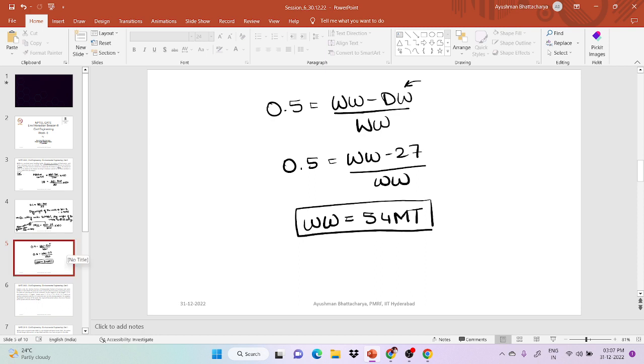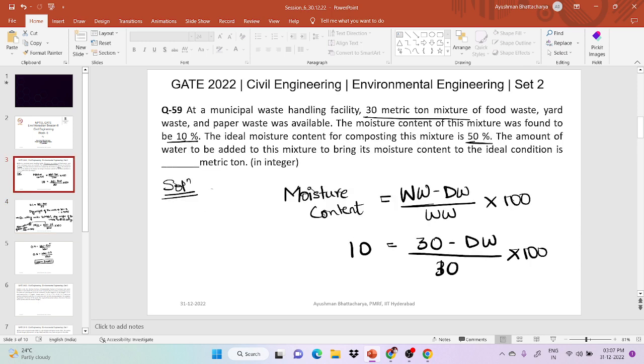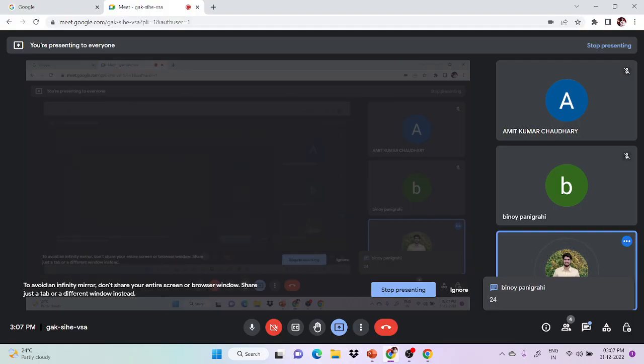But this is the wet waste when the ideal moisture content of the composting mixture is 50%. The question is asking the amount of water to be added to the mixture to bring the moisture content to the ideal condition, in metric ton. Initially they had this mixture, which was the wet waste. Now for the ideal condition, we got the wet waste as 54 metric ton. So next, anyone has? Yes, correct, Vinod.